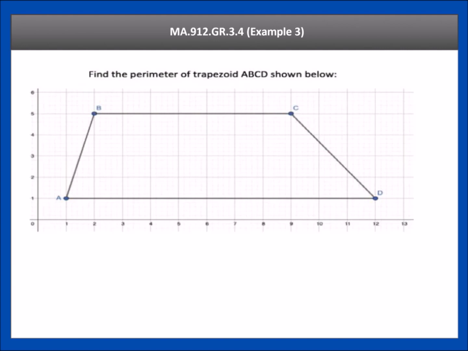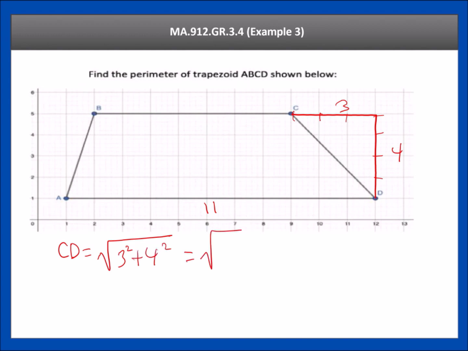So in this case, from 1 to 12, that's a distance of 11. So AD equals 11. All right. Now for CD, we have to count it. That goes 1, 2, 3, 4 spaces, and then 1, 2, 3 spaces. So CD equals the square root of 3 squared plus 4 squared. 3 squared is 9, 4 squared is 16. Add those together to get 25, and the square root of 25 is 5. So that's a nice number, CD.